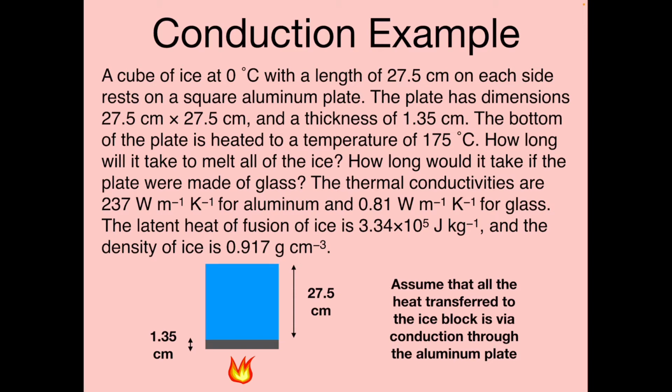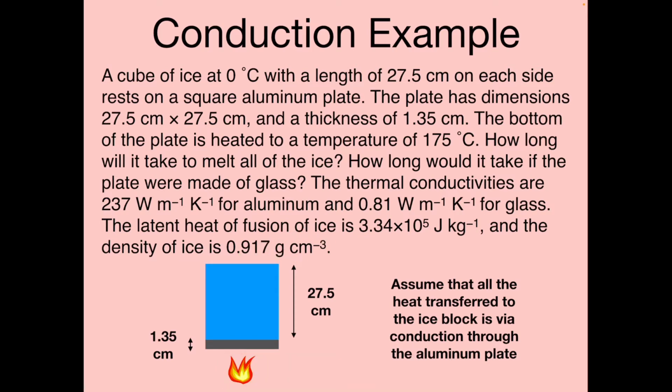Okay, so instead of aluminum, if this plate were made of glass, how long would it take to melt all of this ice? So we need to know that the thermal conductivities for aluminum and glass are 237 watts per meter per Kelvin for aluminum and 0.81 watts per meter per Kelvin for glass. We also need to know that the latent heat of fusion for ice is 3.34 times 10 to the 5 joules per kilogram, and the density of ice is 0.917 grams per cubic centimeter.